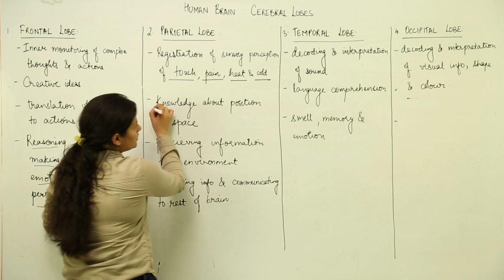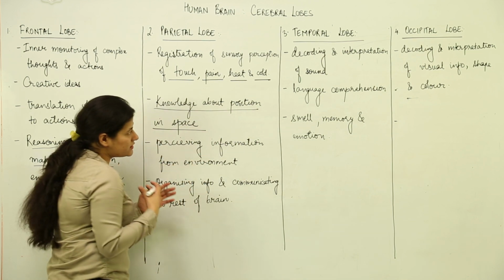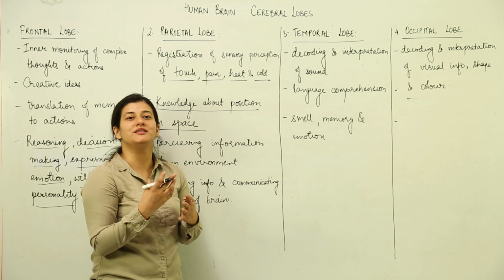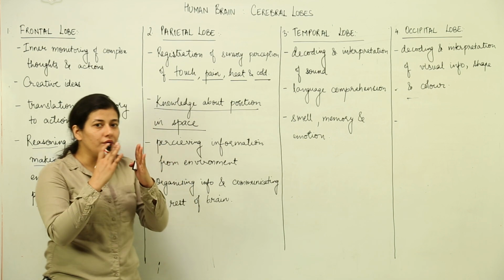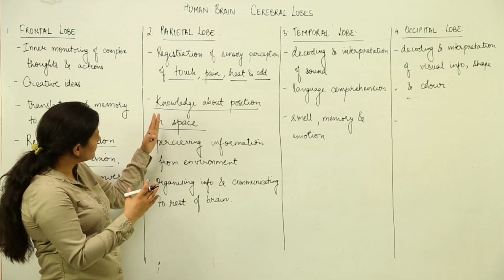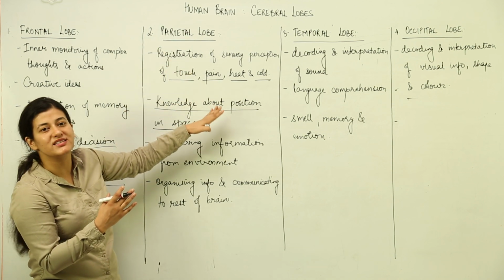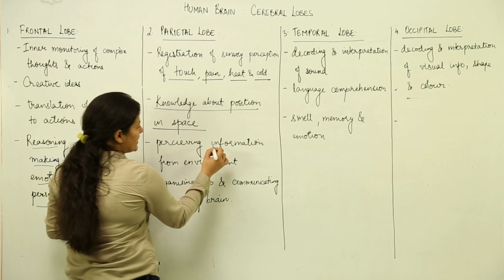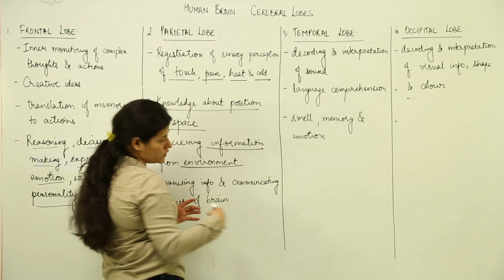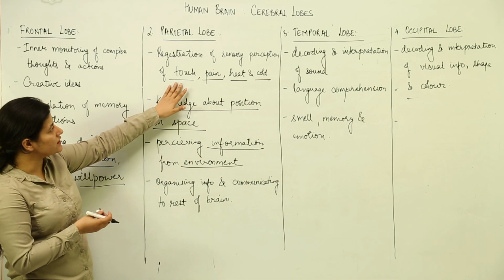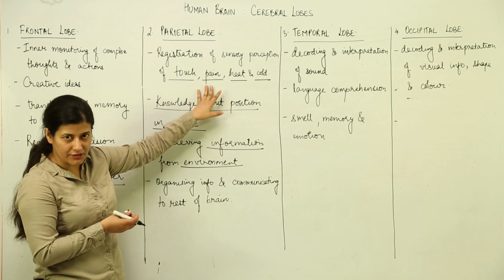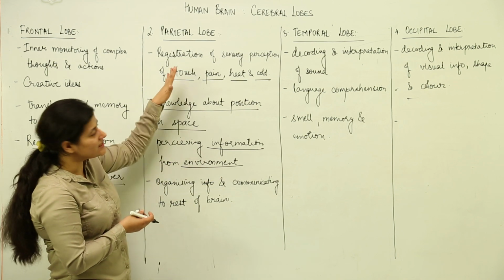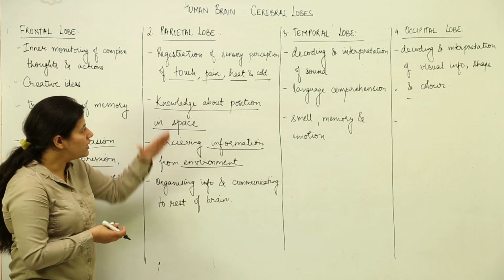The next thing is the knowledge about position and space, that means the posture making process. Apart from the cerebellum, which is a part of the brain important for maintaining postures and equilibrium, how do we know that we are standing in a correct position? That is also being perceived, and the parietal lobe plays an important role in that, along with the functioning of the cerebellum, of course. Then we have perception of information from the environment, whatever the environment is. We have discussed that the sensory perception by various receptors is done by the parietal lobe, so perceiving information from the environment means a similar thing, because sensory perception covers this.